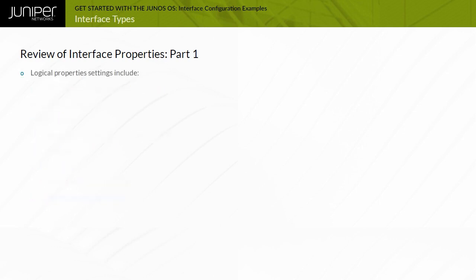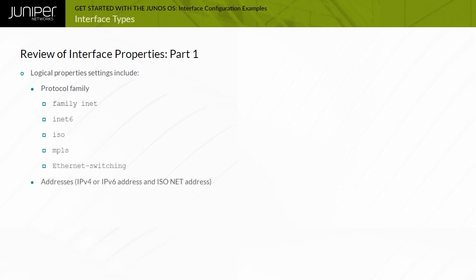Here are the details for some logical interface properties. Protocol Family refers to the protocol family you want to use, such as Family INET, INET 6, ISO, MPLS, or Ethernet switching. Addresses refers to the address associated with the particular family, such as IP address using Family INET. VLAN tagging refers to the VLAN tag. Firewall filters refers to the stateless packet filtering configuration.